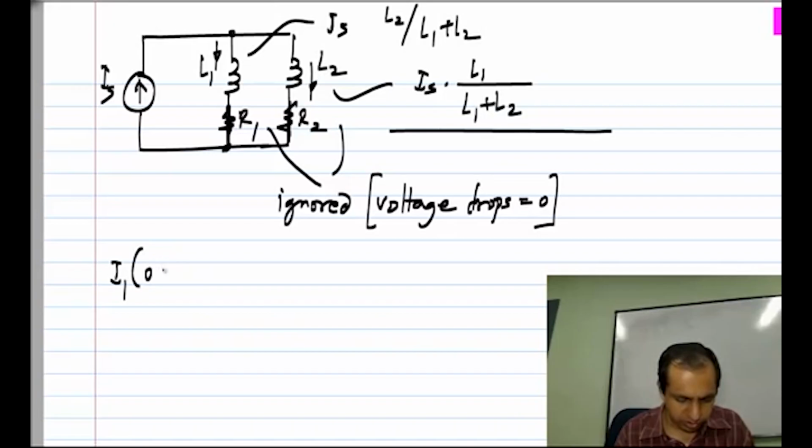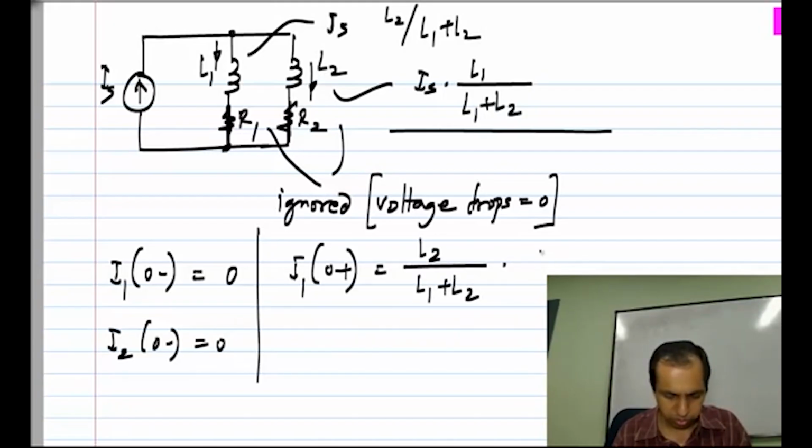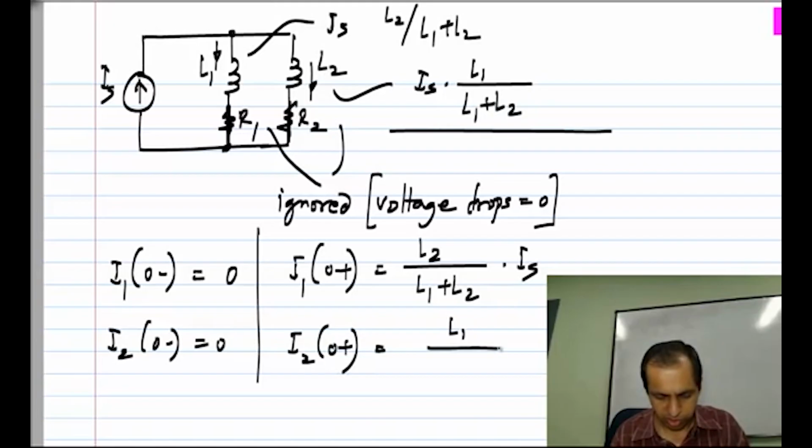So I1, which is the current through L1 at 0 minus, was 0, and I2 at 0 minus was also 0, and just after the application of the current step, I1 of 0 plus is L2 by L1 plus L2 times Is, and I2 of 0 plus is L1 by L1 plus L2 times Is. Okay.